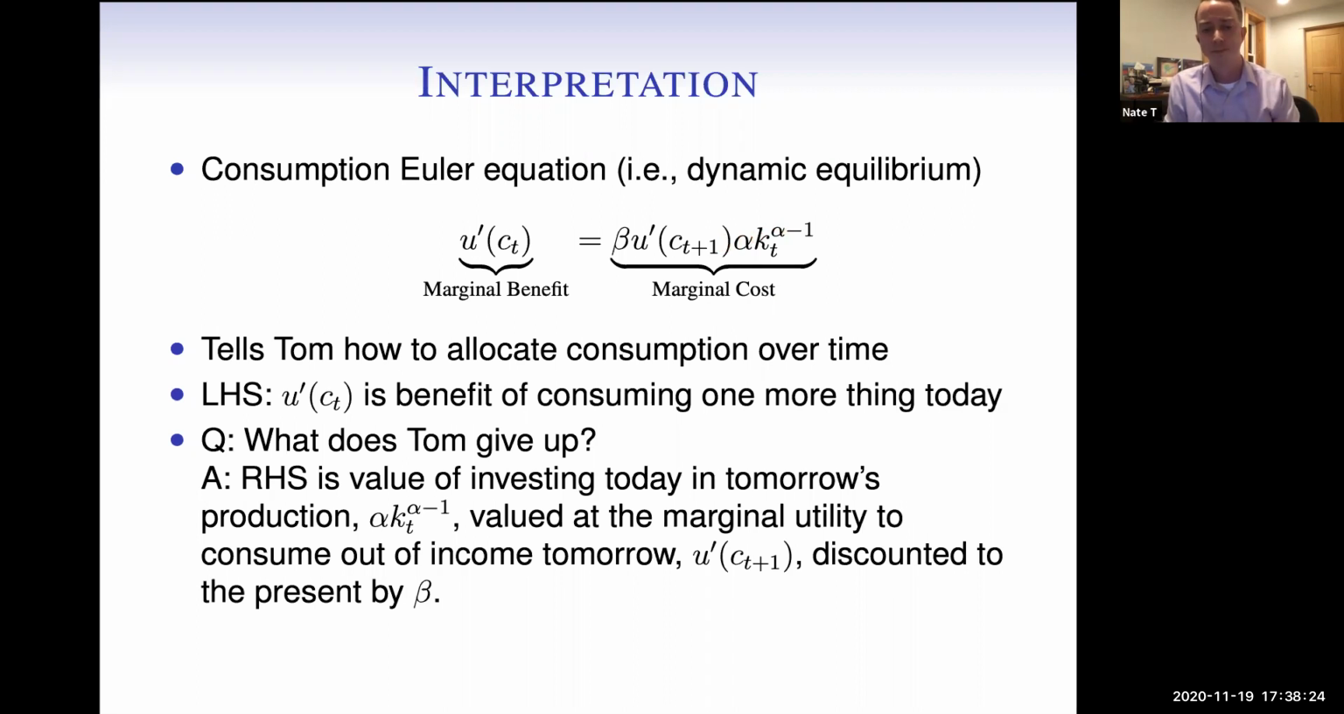today in tomorrow's production. And that value is given by this expression here, which is: if you increase future consumption, you'll value that at the marginal utility to consume out of it. So that's what gives him happiness, consumption. So you value future income at the marginal utility to consume out of future income. That's the first derivative of the utility function, as a function of future consumption. And then the beta is here because that hasn't happened yet. That's in the future. And so he doesn't value future consumption as much as consumption today, and so he discounts that to the present by this discount factor beta. So this is, again, an equation that tells Tom how to allocate his consumption over time. And in the macroeconomy, we've got lots of Toms, lots of households, lots of firms, and lots of machines and buildings.